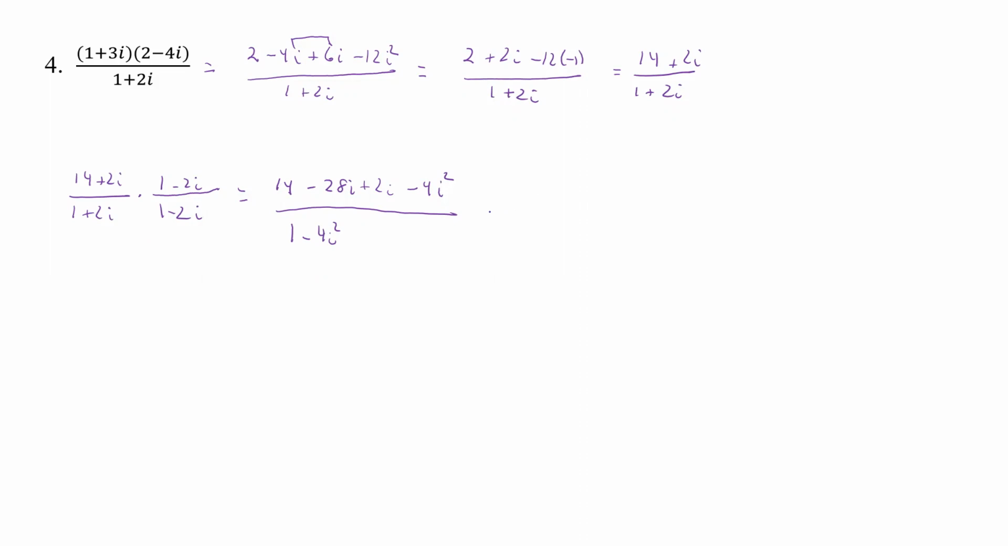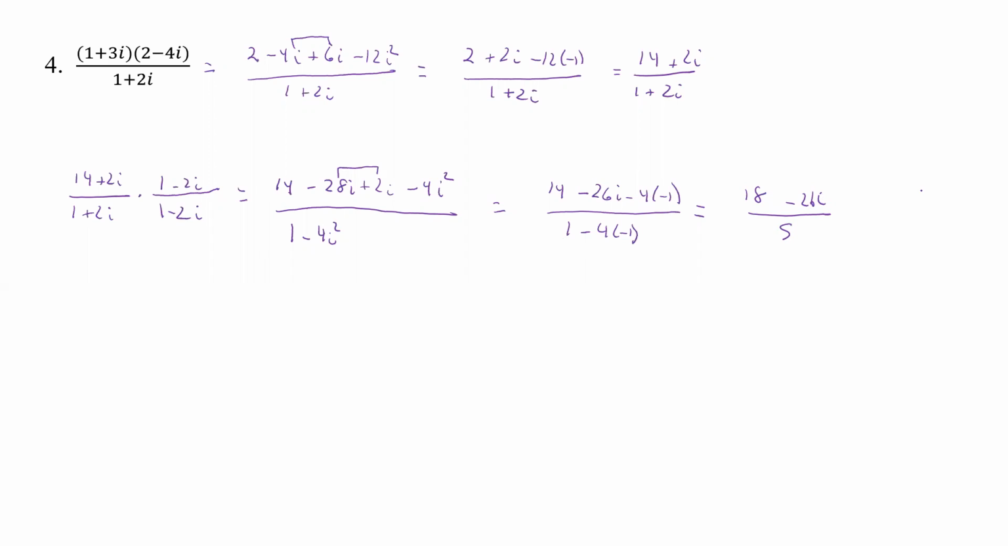And so now what we can do is add those two together and convert that i squared to a negative 1. So 14, and then that's going to be minus 26i, minus 4 times minus 1, all over 1 minus 4 times minus 1. So here minus 4 times minus 1 is plus 4, plus 14. So it's going to be 18 minus 26i over 1 plus 4, which is 5.